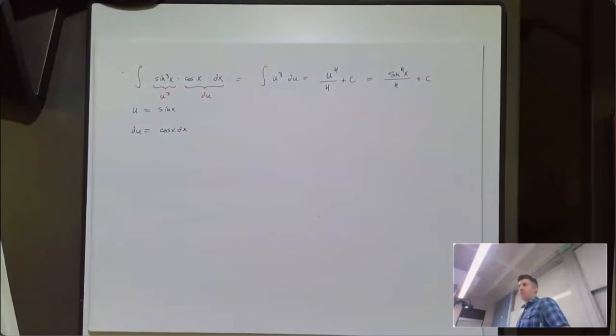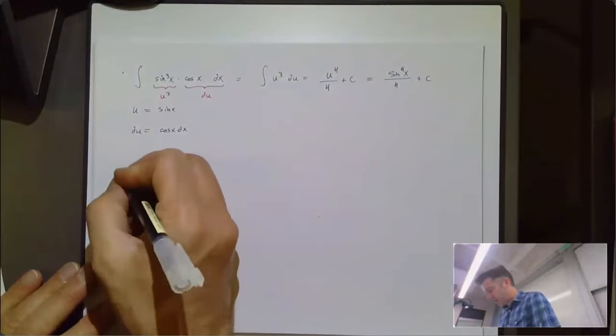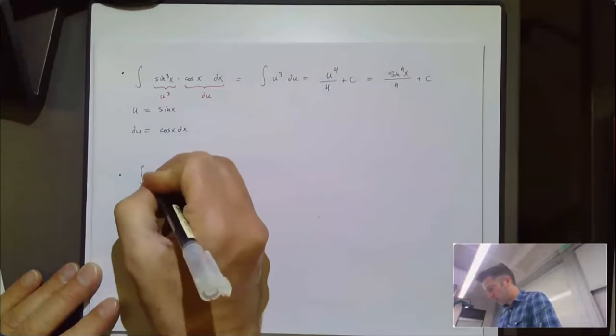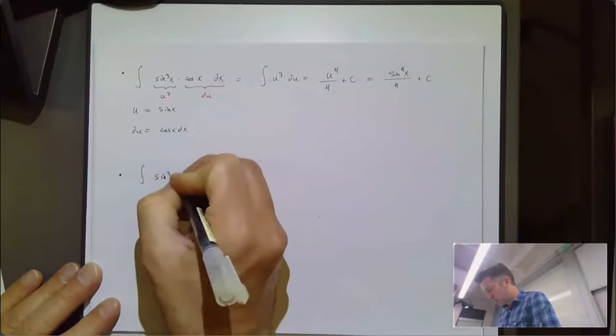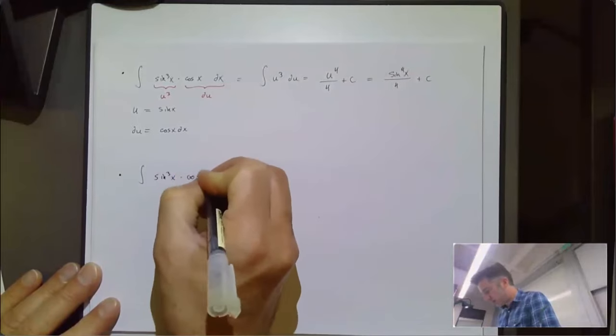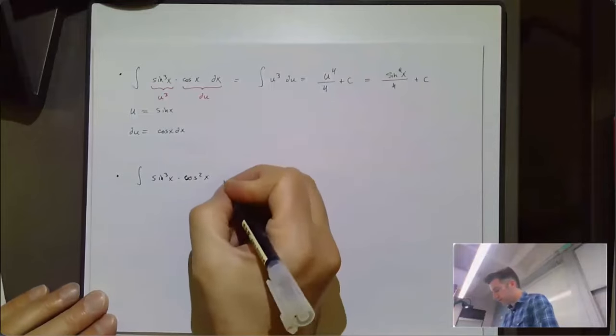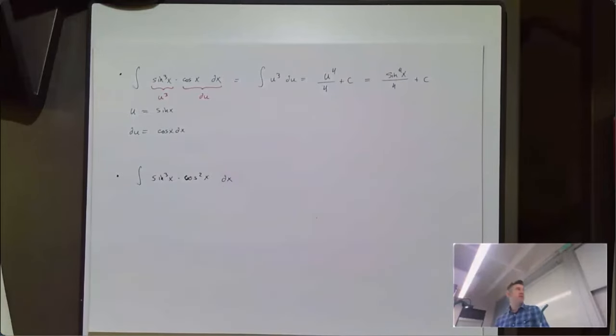Well, let's see how this problem changes somewhat dramatically if we increase the power on cosine. So let's say instead of sine cubed times cosine, we have sine cubed times cosine squared dx. So now things are going to be a bit different. You might think we could let u equal sine again, and actually that's not going to work here.